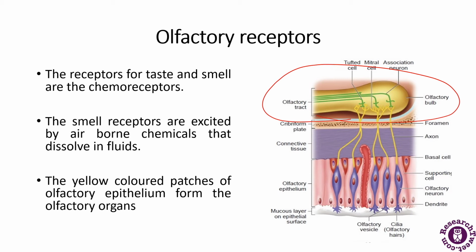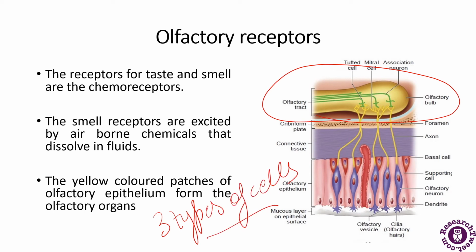These are located on the roof of the nasal cavity. The olfactory epithelium is covered by a thin coat of mucus layer and olfactory glands, which are bounded by connective tissues. It contains three types of cells: supporting cells, basal cells, and millions of pin-shaped olfactory receptors. So this was a brief on the olfactory receptors.